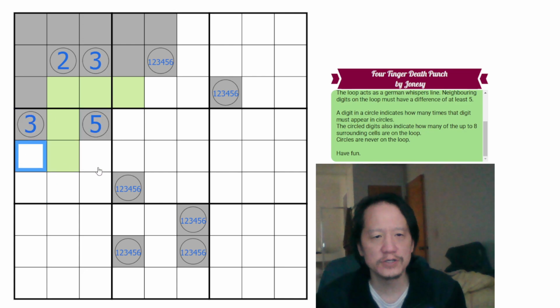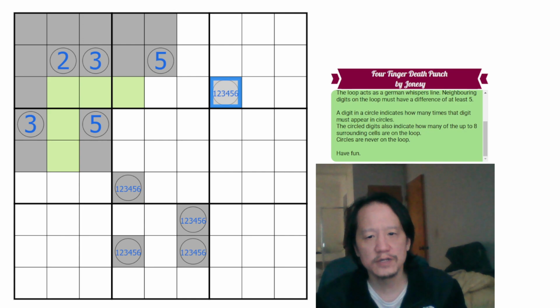So it cannot enter in here, because then that would be 4. It cannot enter in here, because then that would be greater than 5. So these are not on the loop. So you can only have 2, 3, and 5 on the loop. This has to be 5. This can be, again, 2, 3, or 5. This is 2, 3, or 5. These are 2, 3, and 5.